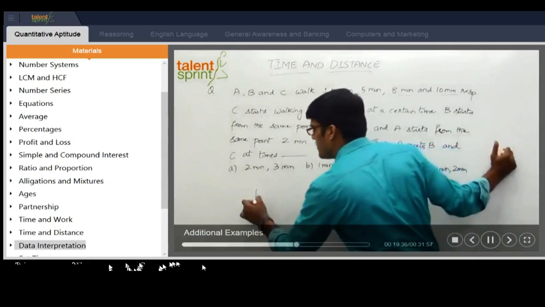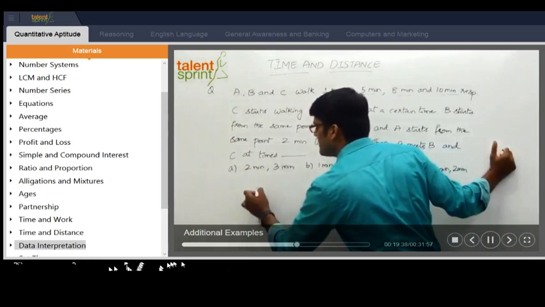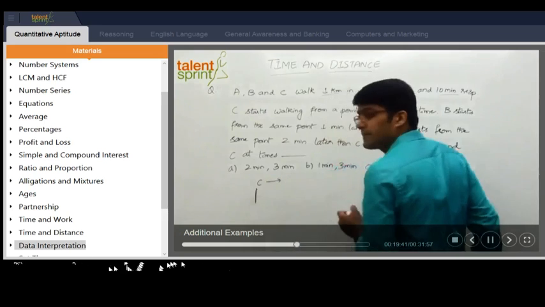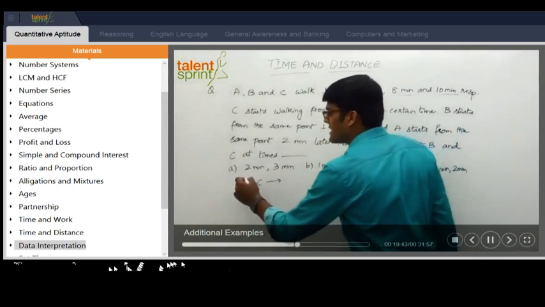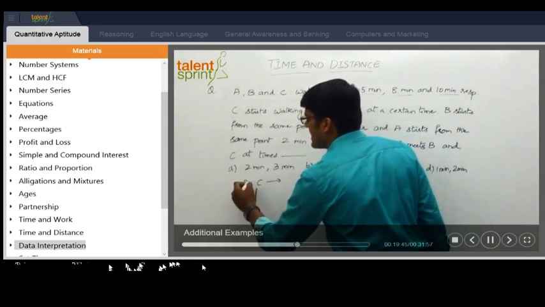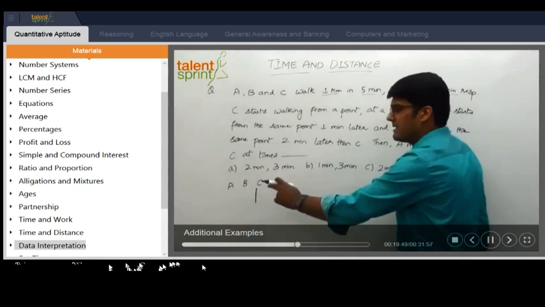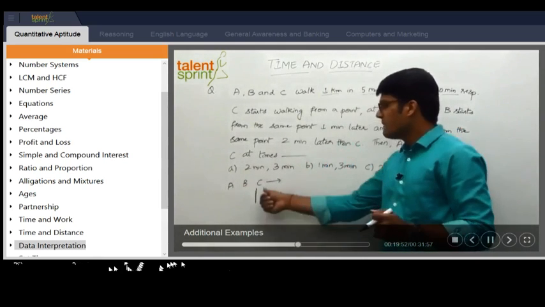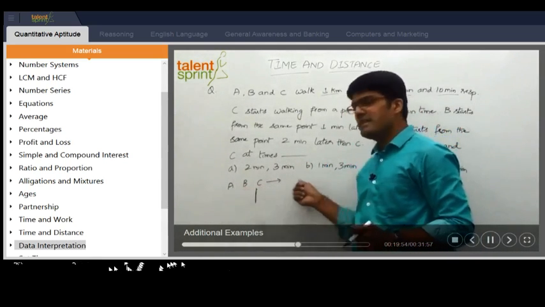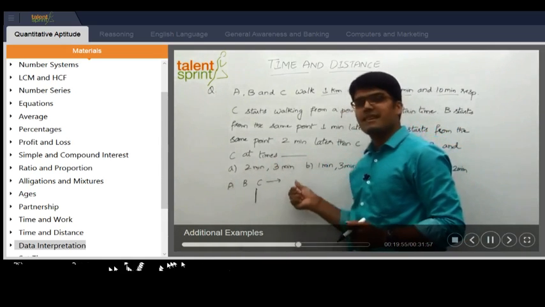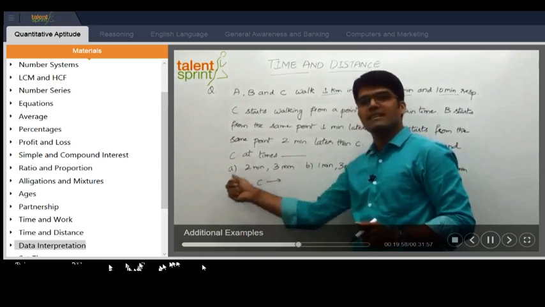So let's say this is the starting point. At this point C starts moving. After 1 minute B starts. And after 2 minutes, 2 minutes later than C, A starts. So first C starts, after 1 minute B starts, and after 1 more minute A starts. So 1 plus 1, 2 minutes later than C, A starts, right?